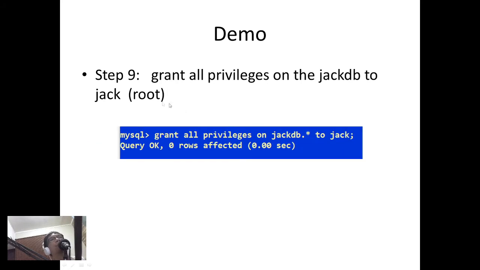What we're going to do now is, the root user is presumed to be the admin, the database administrator, so the root user will grant all privileges on JackDB to Jack. How do we do this? GRANT ALL PRIVILEGES ON JackDB.*. This is the name of the database, and the asterisk means all objects belonging to this database. All privileges will be given on these objects to Jack.